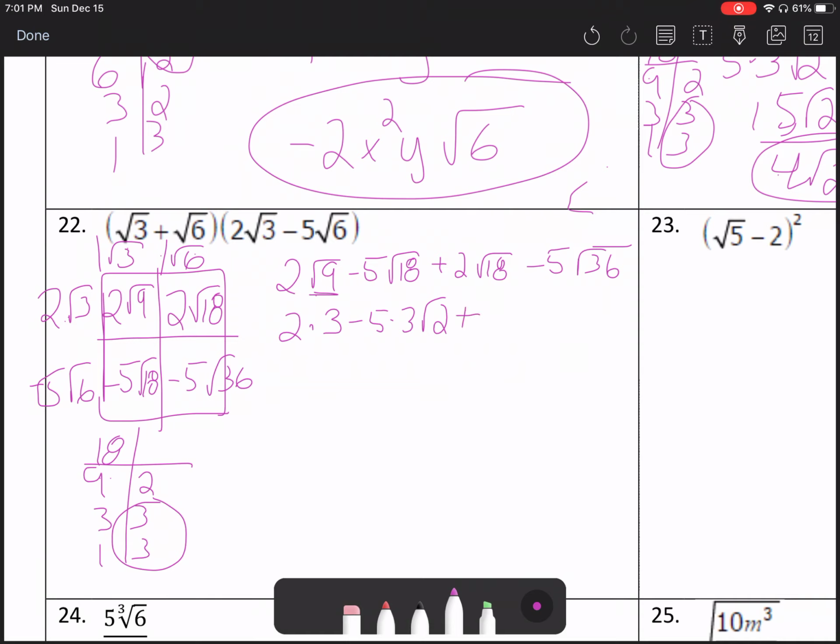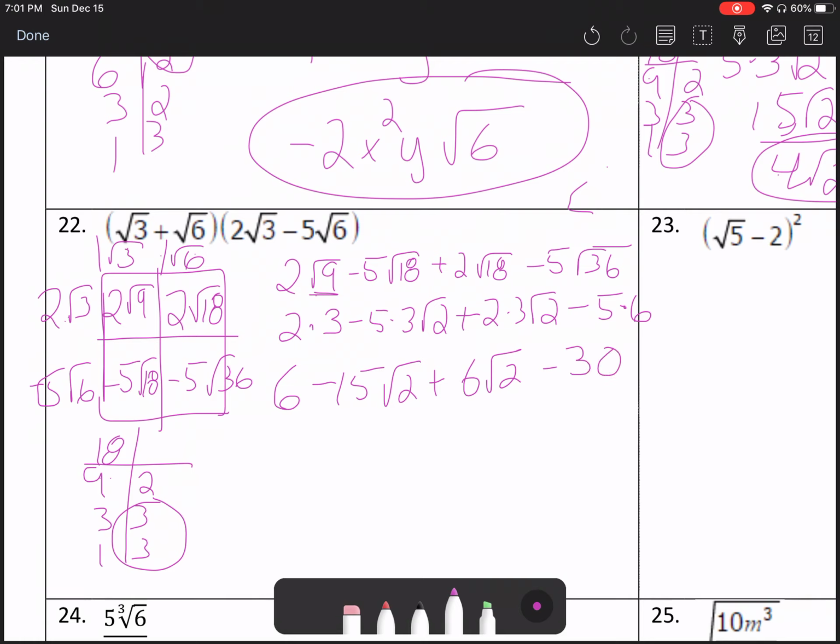Same thing can be said for the next one. I know that there's going to be a 3 on the outside, radical 2. And the last one, I have a 5 here. The square root of 36 is 6. So we end up with a 6 minus 15 radical 2, plus 6 radical 2, minus 30.